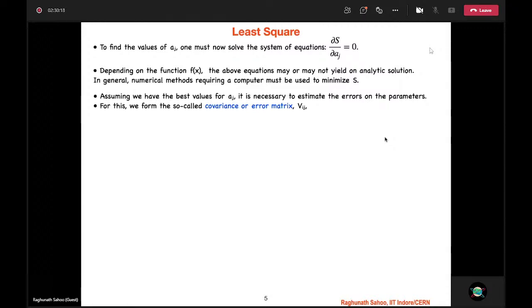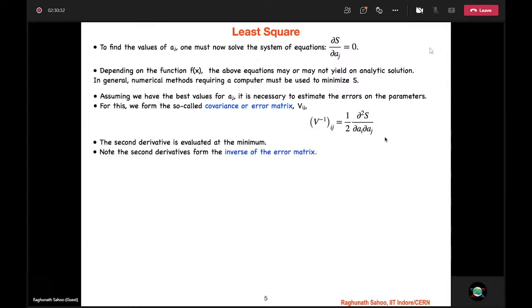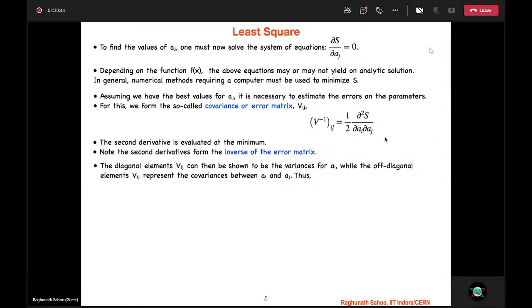Okay. Assuming we have the best values for a_j, it is necessary to estimate the errors on the parameters. For this, we form the so-called covariance or error matrix V_ij, and V_ij is defined in this way. So you have seen this earlier, this correlation error matrix. The second derivative is evaluated at the minimum, so it is the second derivatives that give the inverse of the error matrix, okay. So the diagonal elements of V_ij can then be shown to be the variances for a_i, okay, while the off-diagonal elements of V_ij represent the covariance terms between a_i and a_j.